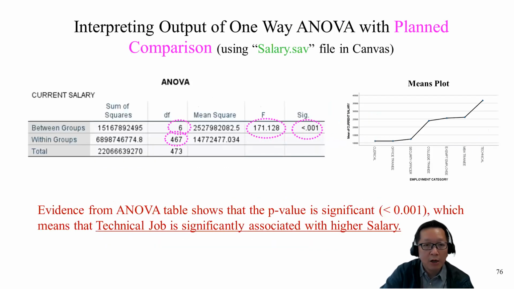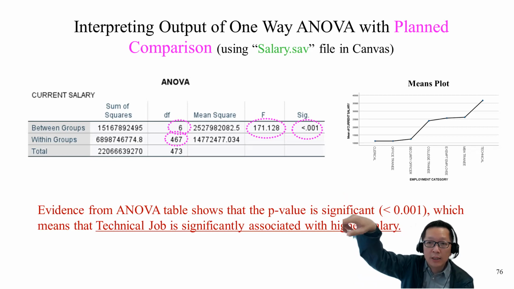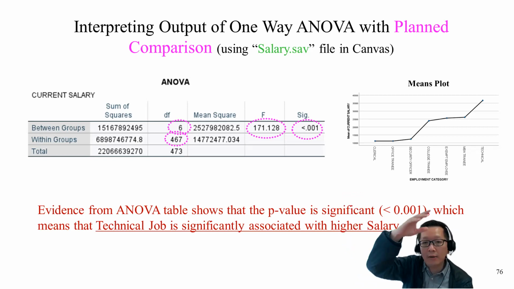results. And this is the output again, with the degrees of freedom of 6 and 467. You have an F statistic, or F score, of 171.1, which is significant. So you can make a conclusion from the ANOVA table that the p-value is significant, which means that the technical job is significantly associated with higher salary. And if you look at the means plot, it's true that the technical job is higher than anyone else.